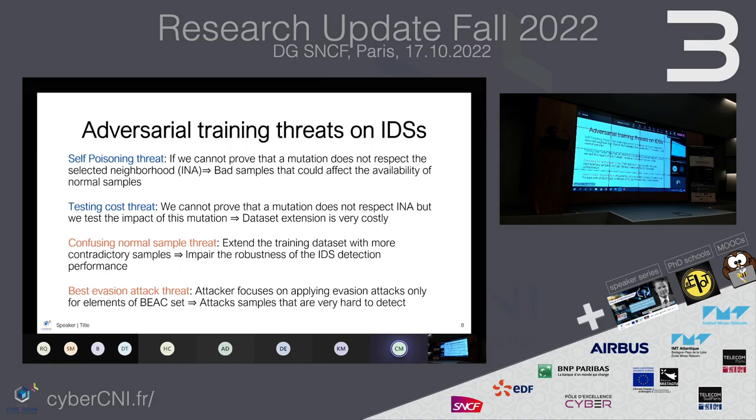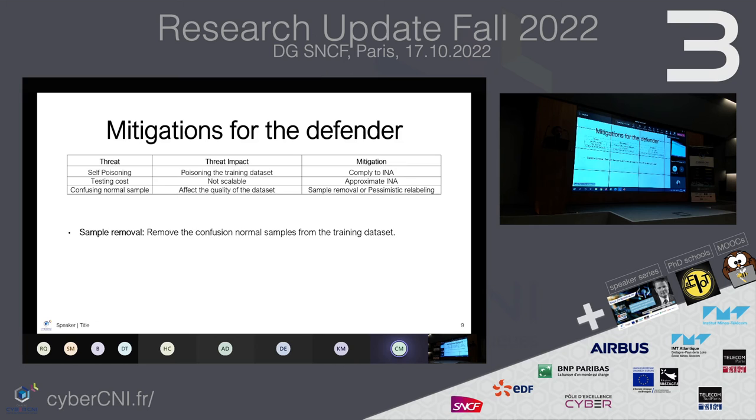And so if the attacker knows this set inside the data set, it will be very easy for him to evade the intrusion detection system. Based on that, we provide some mitigations. For the first two threats, the mitigation will be to understand the neighborhood. When we understand the neighborhood, we could mitigate the first two threats.